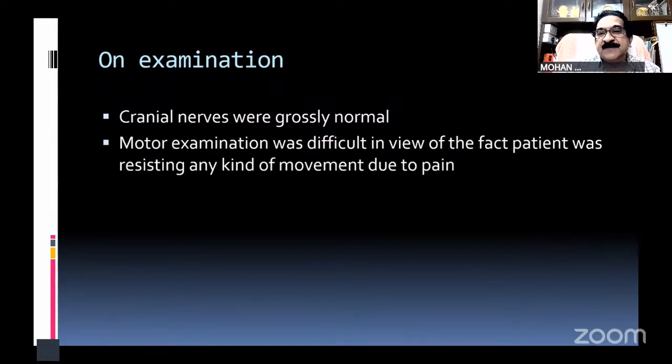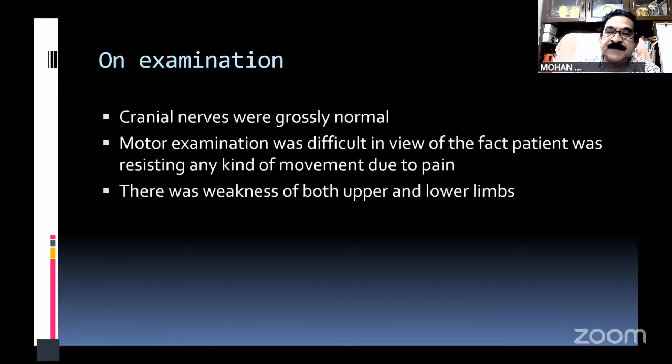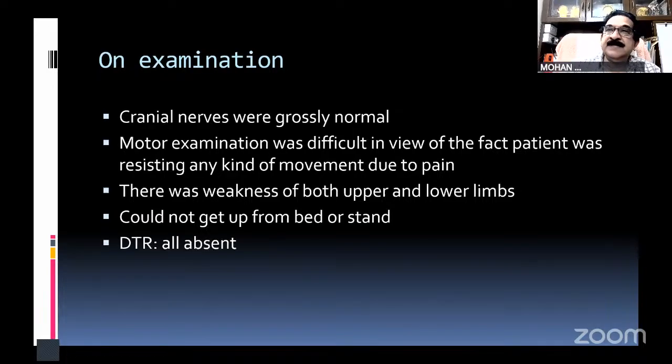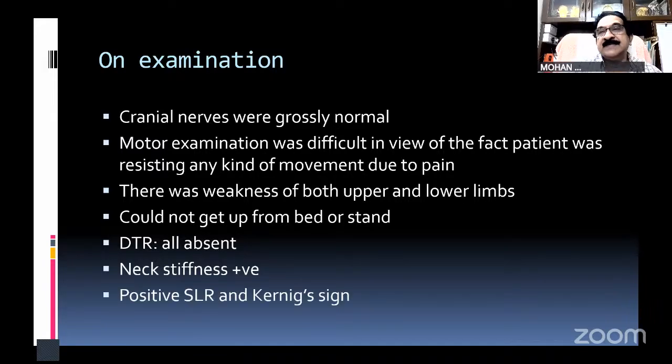Examination was difficult in view of the fact that the patient was resisting any kind of movement due to pain. However, there was weakness of both upper and lower limb. Could not get up from bed or stand. DTR all absent. Neck stiffness positive. That's mild neck stiffness, but SLR and Kernig's were strongly positive.